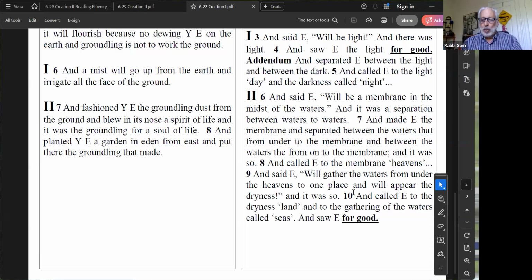And then day three, the waters below get further separated out, being given a container. And the container for the water below is land. And then the container is called Eretz, and the water is called Yamim, oceans or seas. So that was where we left off last time.